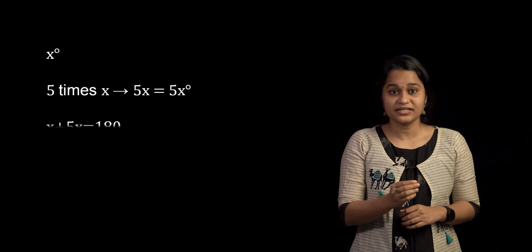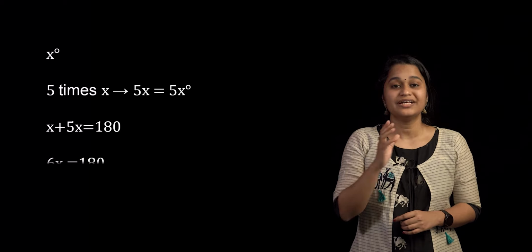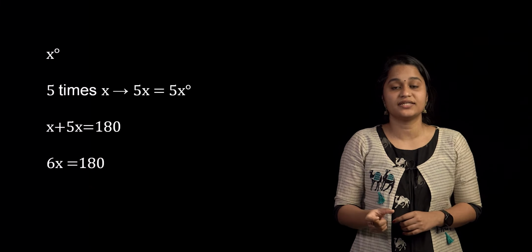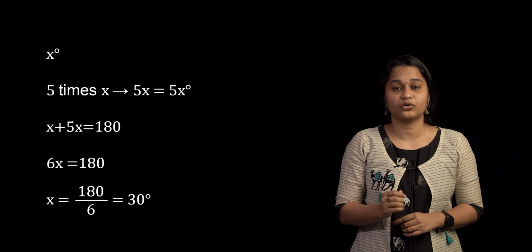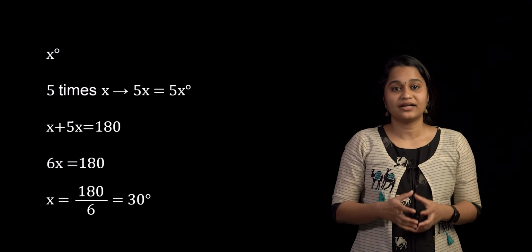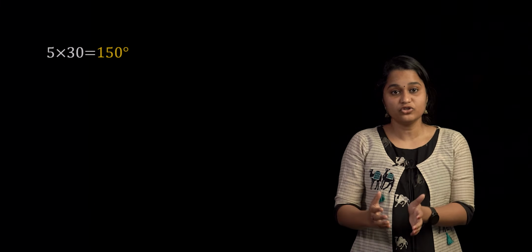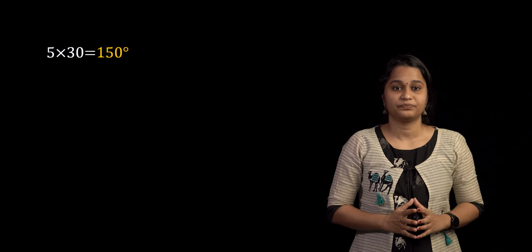Means what? X plus 5x is equal to 180. That's equal to 6x is equal to 180 degree implies x is equal to 180 by 6. That's equal to 30 degree. So one angle is 30 degree. Hence the other angle will be what? 5 into 30. That's equal to 150 degree. You got it? Fine. Now let us look into another question.